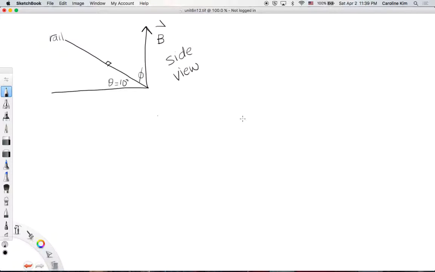What must be the current and its direction of flow in the rod that will cause the rod to slide up the incline at constant speed? Okay, so the scenario is like this diagram that I drew here. So first, we will write the equation for the force due to a magnetic field, and we know that that is I L B sine phi, because it's like a cross product, and phi is the angle between the rail and the magnetic field.